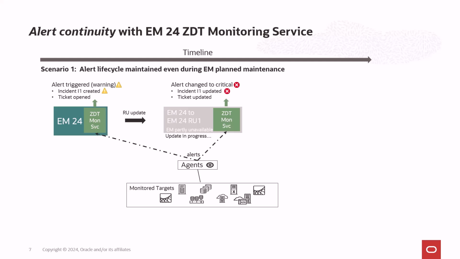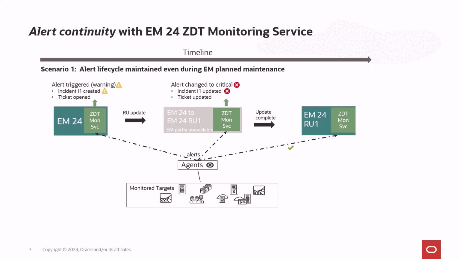After the RU update is complete, all of EM becomes available and ZDT monitoring continues to be operational as well. Let's say the alert severity has now cleared. ZDT monitoring can process the clear severity by closing the incident and corresponding ticket.